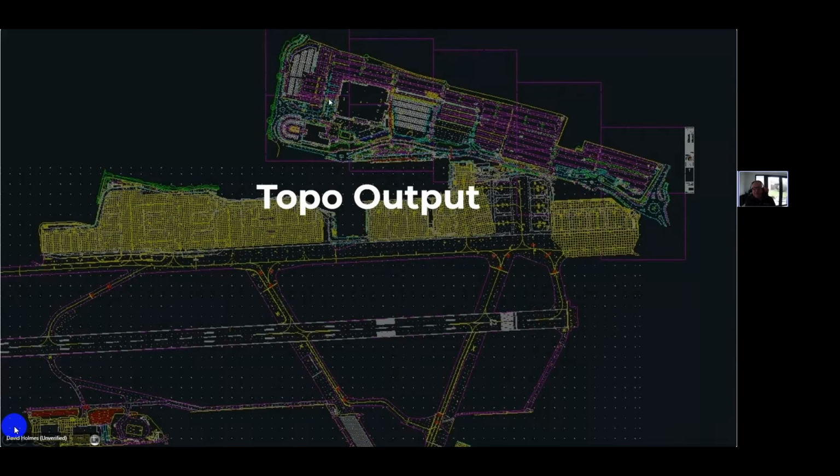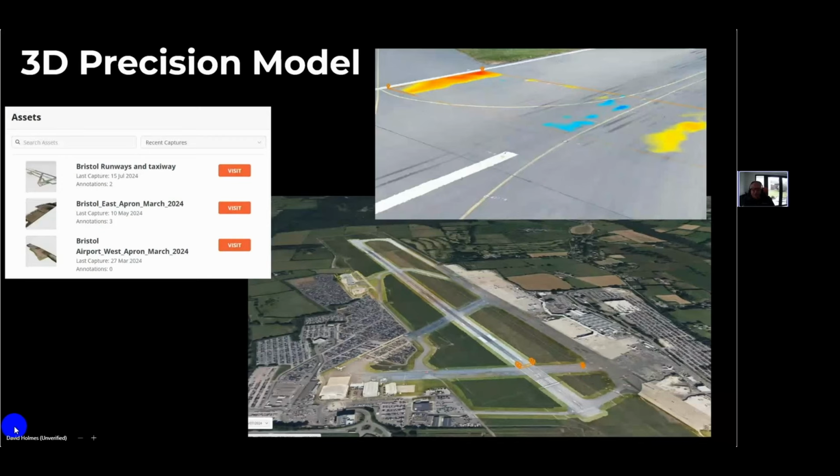And then the second output that the client wanted, remember, is a 3D precision reality model. These are a couple of screenshots from TrendSpec. You can do various things in this platform, like measure areas, look for deflection. That's what these colors are here. You can inspect, if you wanted to, with the level of resolution, every individual light on here.